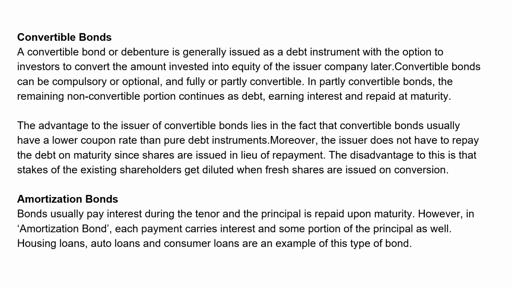Now let's go on to amortization bonds. Bonds usually pay interest during the tenor, and the principal is repaid upon maturity. That is how normal bonds function, right? You are given an interest rate during the duration, and at the end the principal amount that you had paid will get back to you. But in case of an amortization bond, it works differently. Each payment carries interest and some portion of principal. And I know you are familiar with it, because housing loans also work in the same way, right?